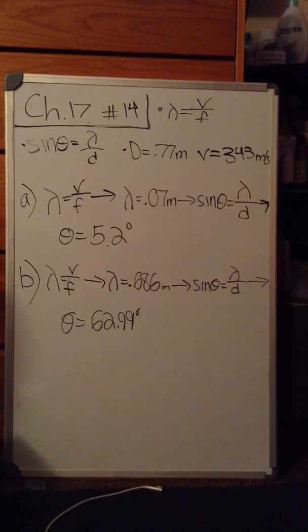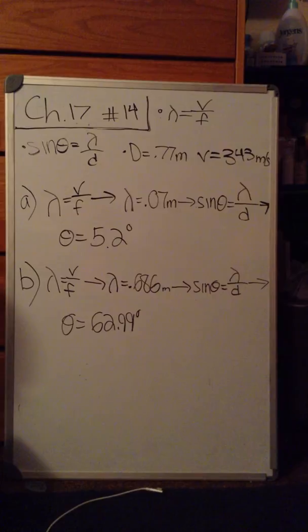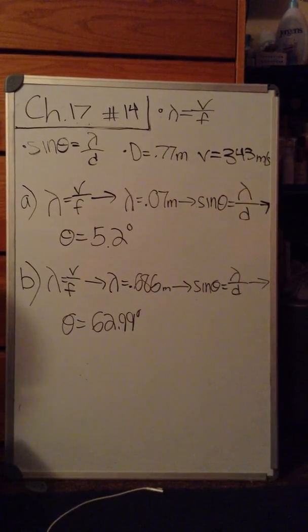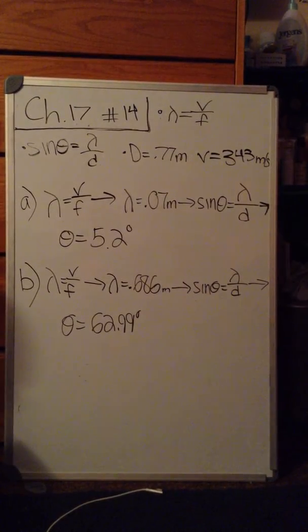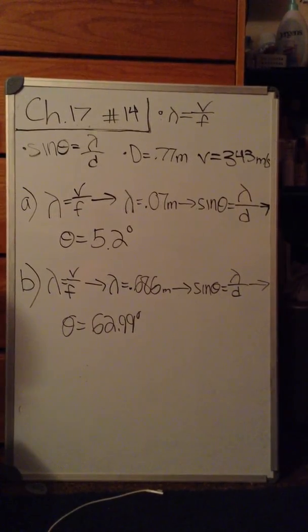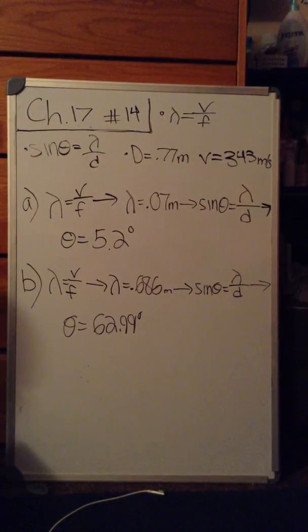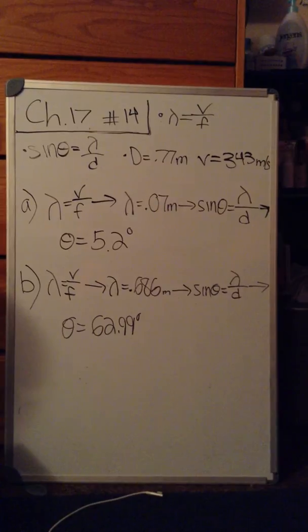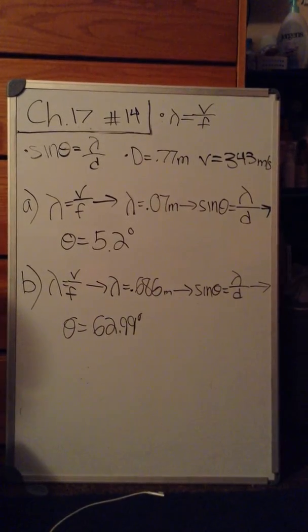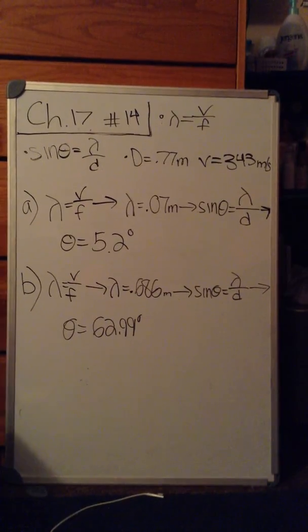This is problem 14 from chapter 17. The problem reads, for one approach to this problem such as this, see multiple concept example 3. Sound emerges through a doorway as in figure 17.10. The width of the doorway is 77 centimeters and the speed of sound is 343 meters per second. Find the diffraction angle theta when the frequency of the sound is A, 5,000 hertz, and B, 500 hertz.